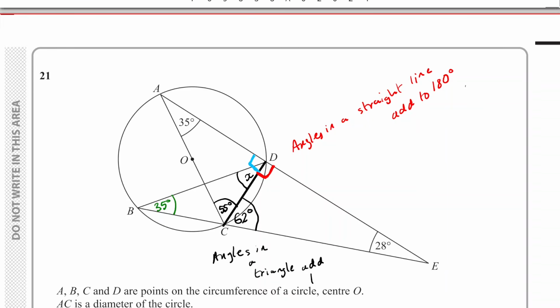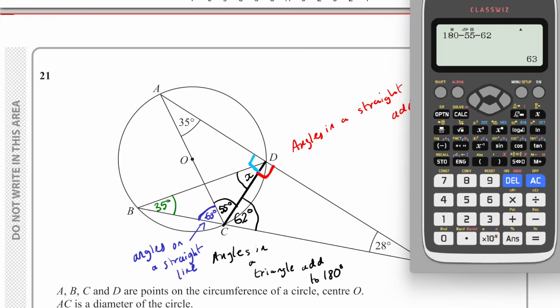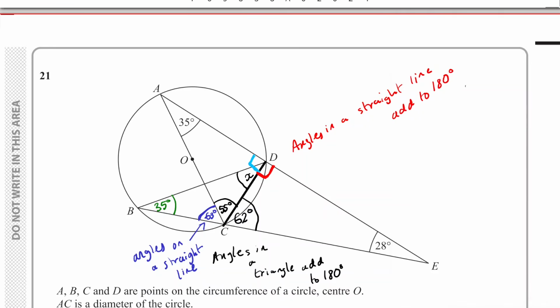Add to 180 degrees. Then we'll do angles in a straight line. So that was 63 degrees. Angles on a straight line. And then angles in a triangle again. To finish, that will find x. We've got a triangle BCD. So 180, take away the 35, the 63 and the 55, leaves us with 27 degrees. So x is 27 degrees.